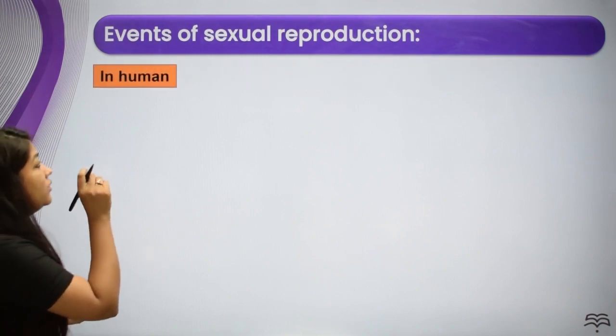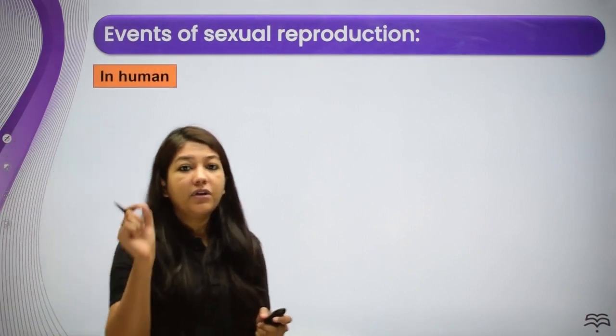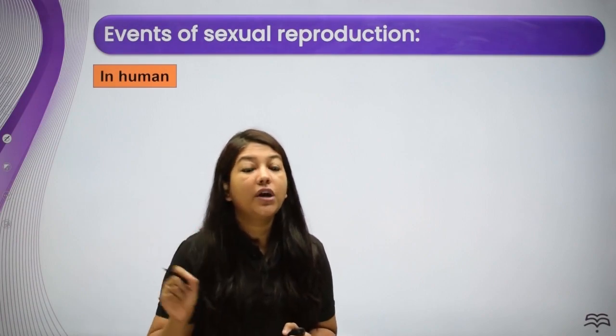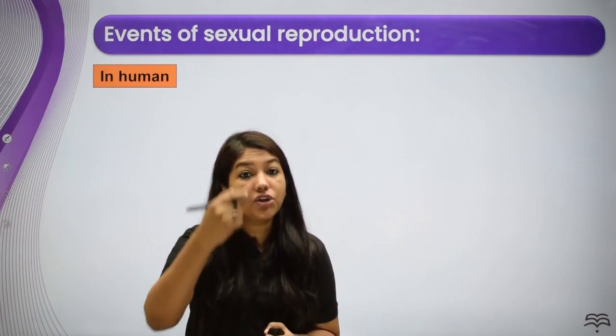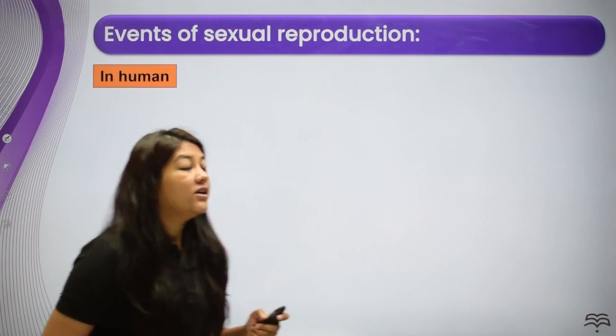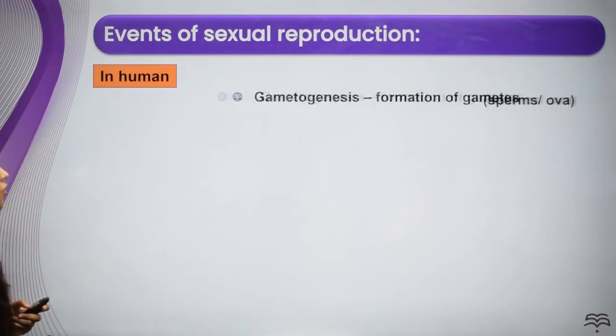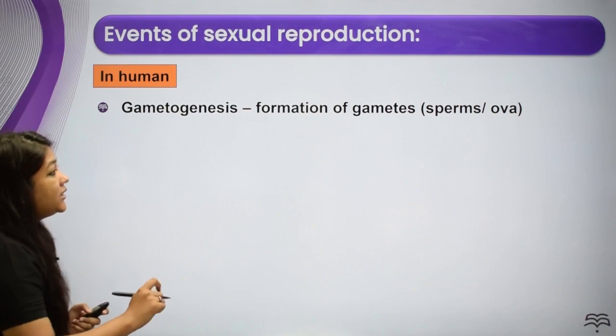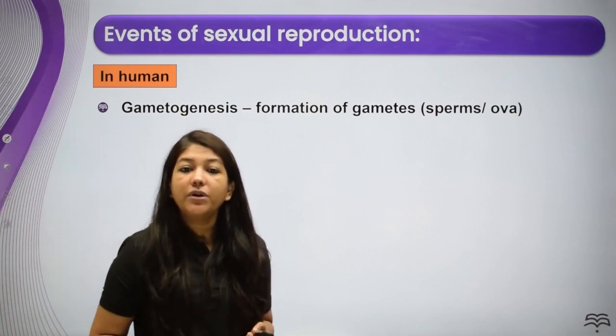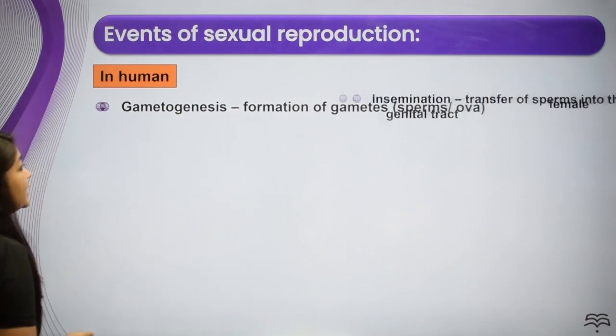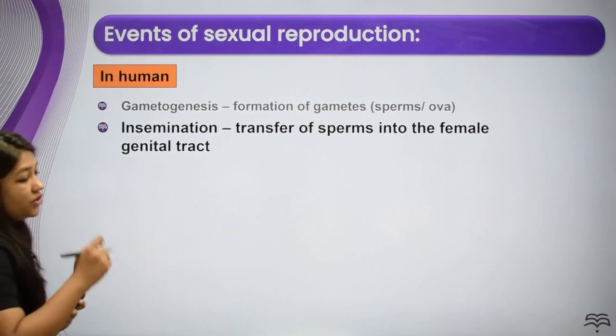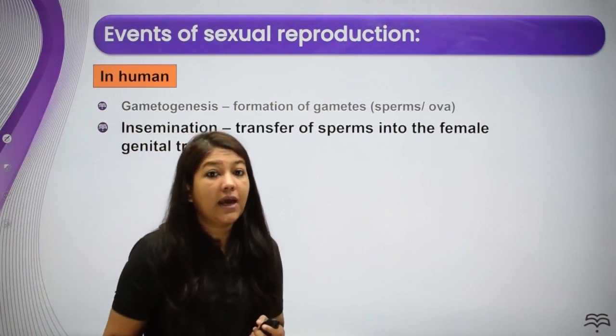Next. Now, this is a very important part directly given in NCERT. What are the events of sexual reproduction? The sequence of the events of sexual reproduction in humans. First, gametogenesis, formation of gametes, right? We've already seen what gametogenesis is. Second is insemination. Now see, the gamete formation has happened, right?